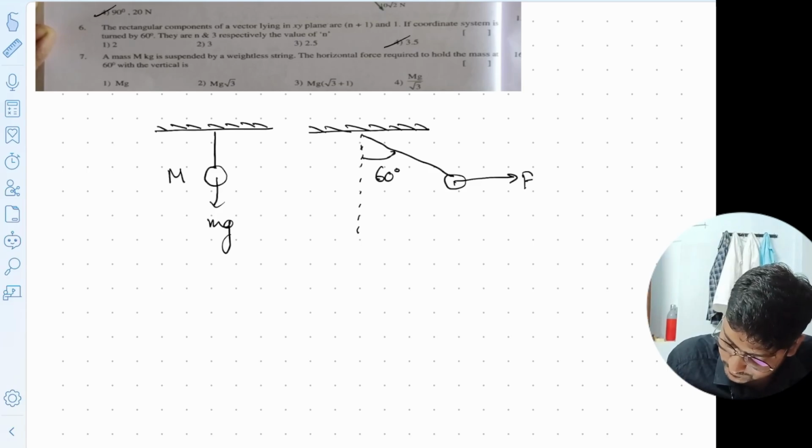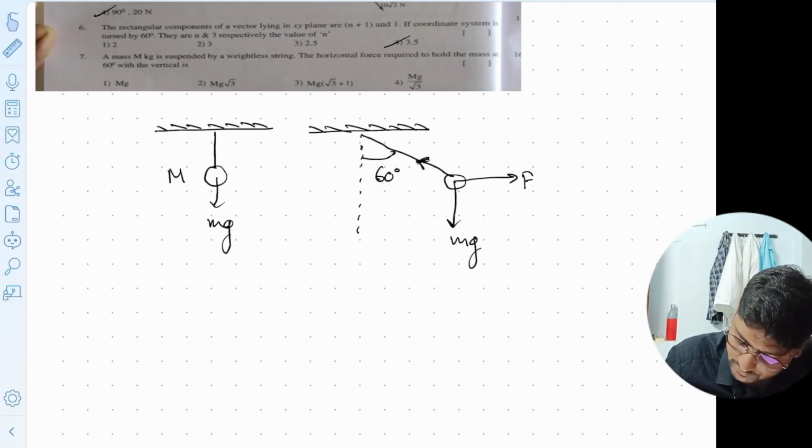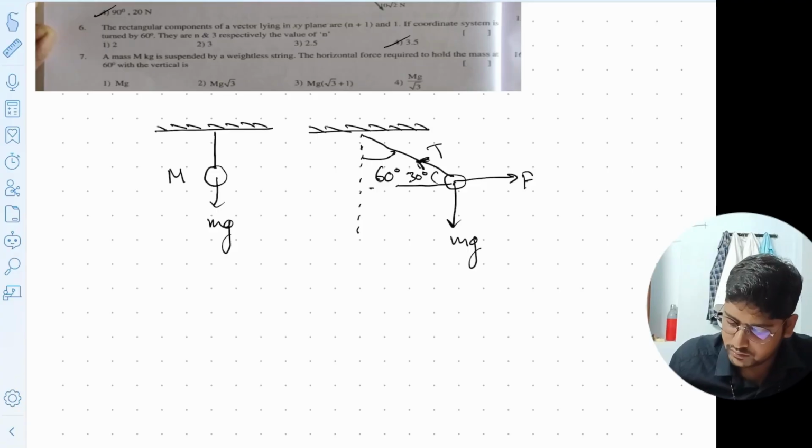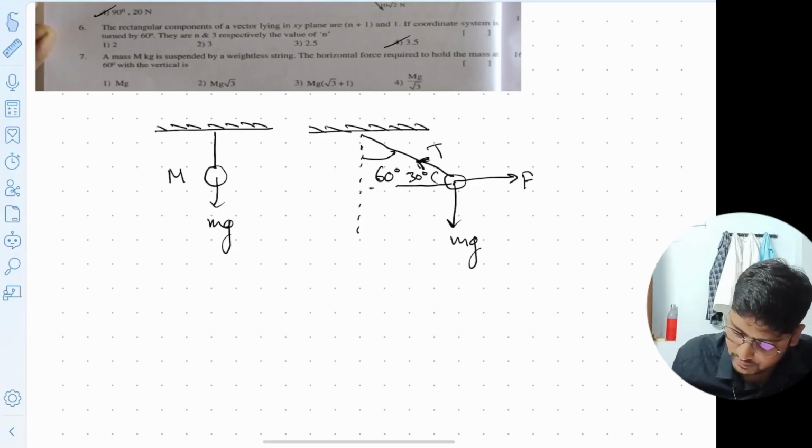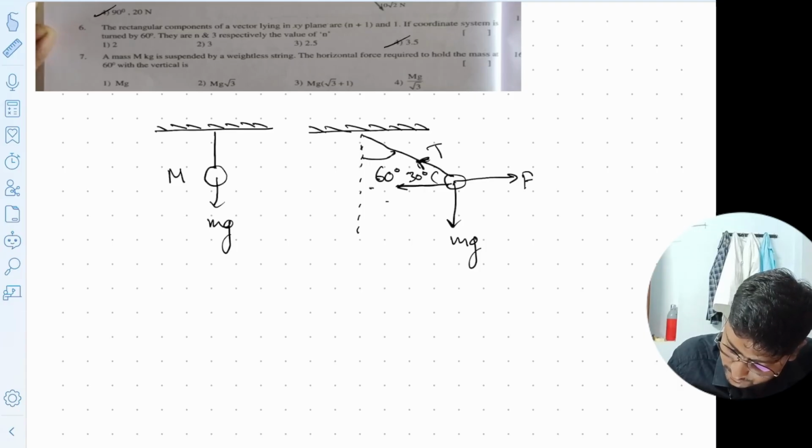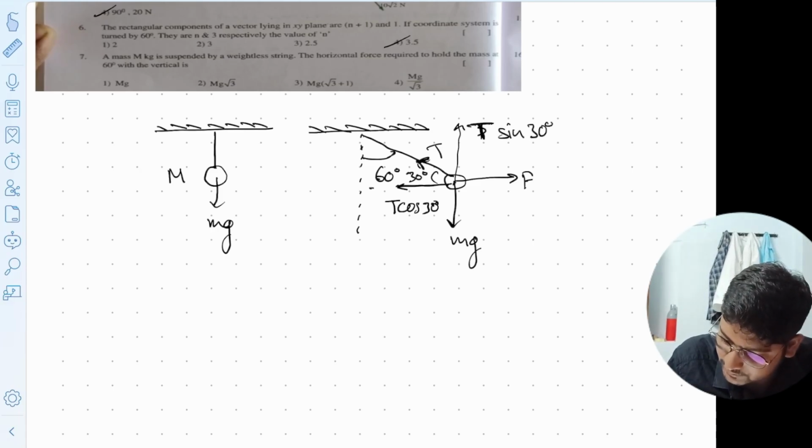So we know one force will be mg downward. Tension will be there, T. This angle will be 30 degree. So we can take components: T cos 30 in this direction, and upside will go T sin 30 degree.